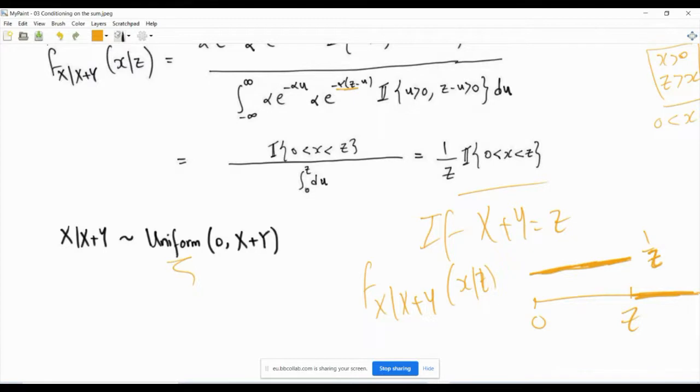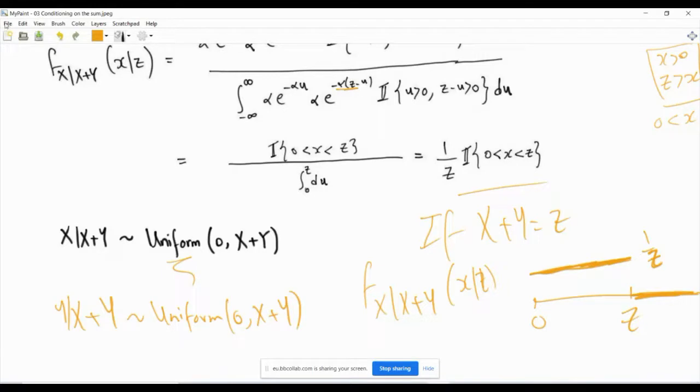condition on the sum, so if we have the sum of two IID exponentials and we condition on the sum, each one of them will be uniform. You can repeat this for y, and y will be the same. I hope you can see this directly, that also y given x plus y will be uniform on 0 to x plus y. It's the same thing, and actually you can show that they will be independent. But I'm not showing this here.